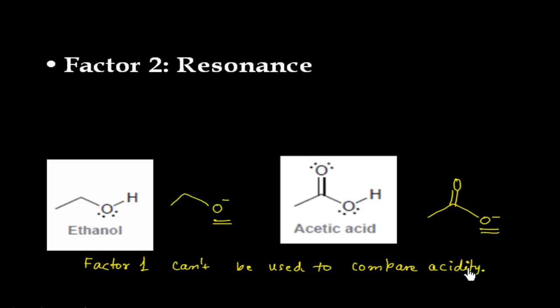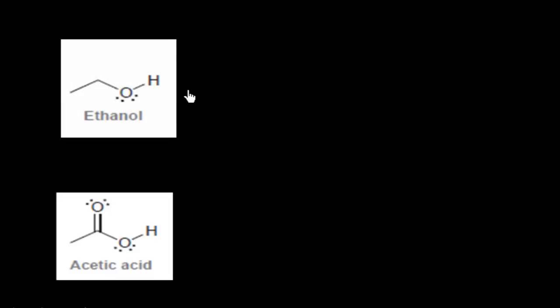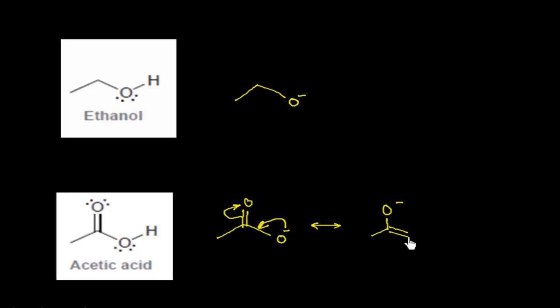So now we'll go to the second factor, that is resonance. Resonance can help to decide the stability of the corresponding conjugate base. So in the same case, the corresponding conjugate base in this case is this, and in this case the conjugate base is this. Now if you have some idea of resonance, for this molecule we can write one resonating structure. This goes here and this goes here. So I have another resonating structure.